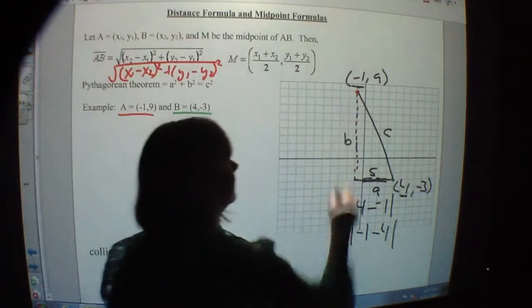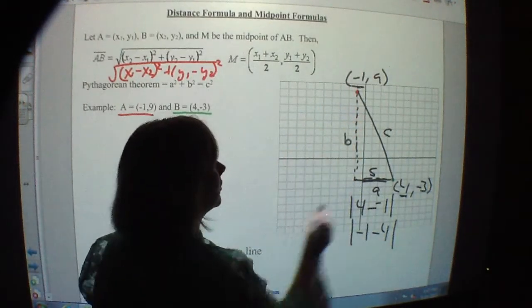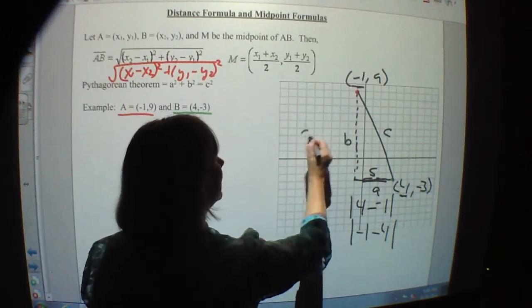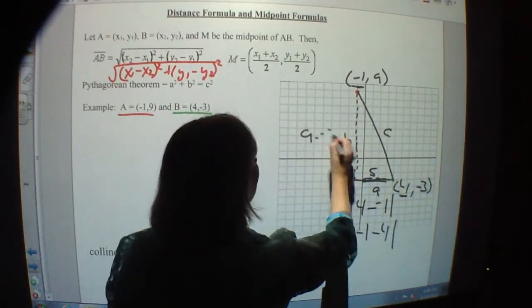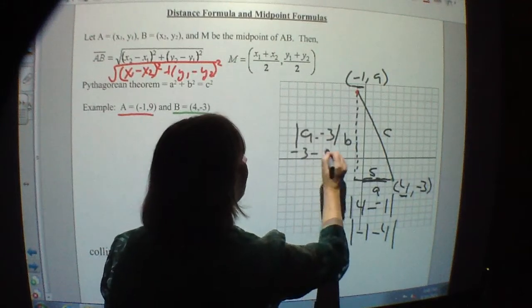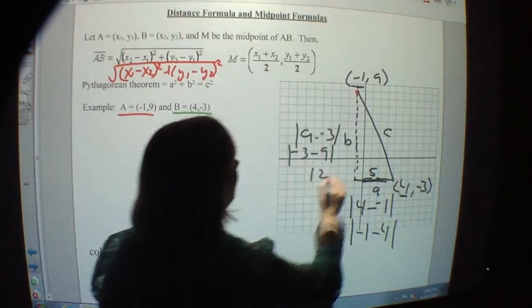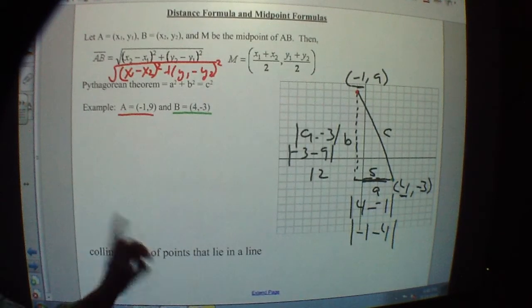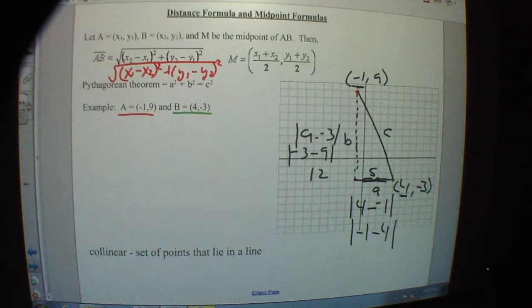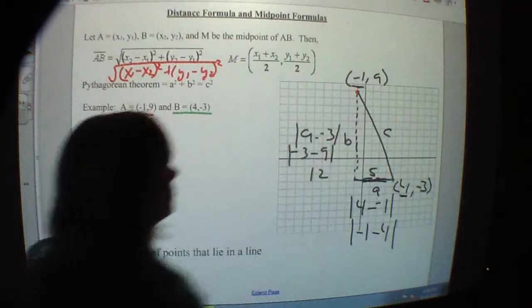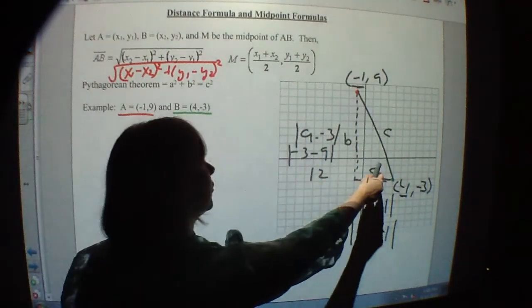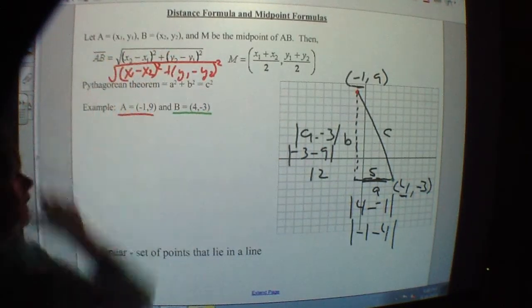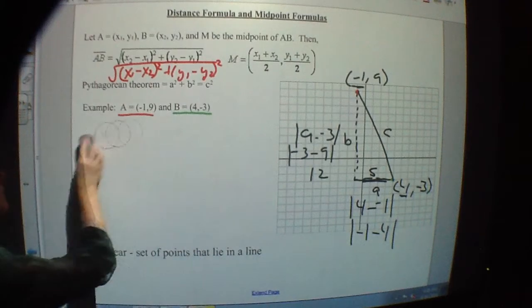I can find b, and that's the difference in my y coordinates, because that's the y. This is the x, that's the y. So I can do 9 minus a negative 3, or I can do negative 3 minus 9. And you get 12. So 5 squared plus 12 squared is equal to the c squared. So if I take the square root of your 5 squared plus 12 squared, I will get that distance. And that's what I have.